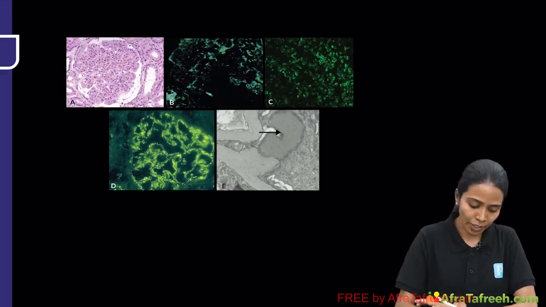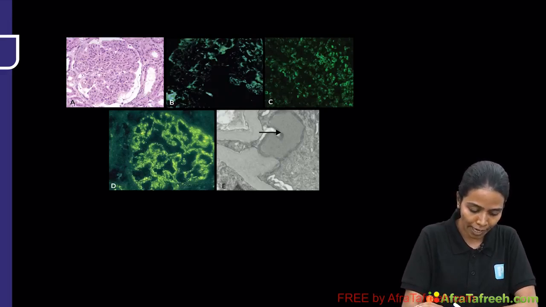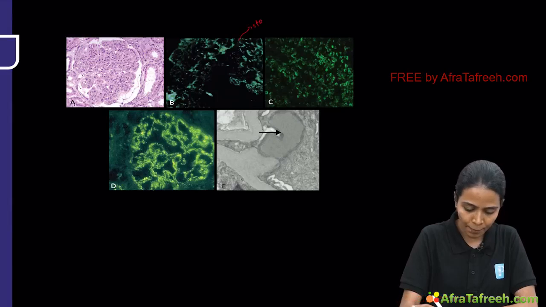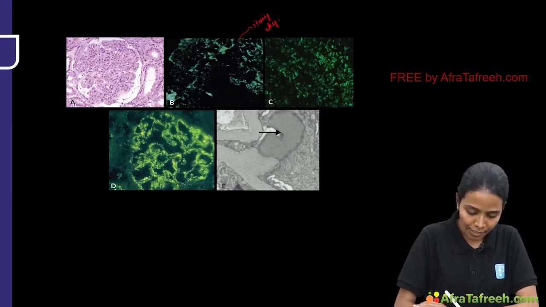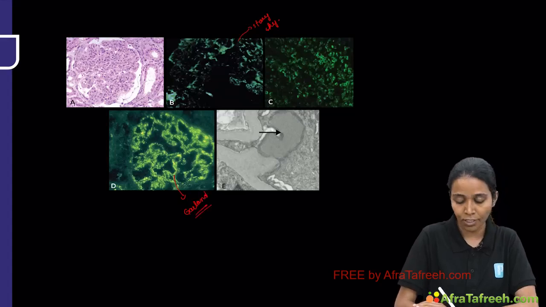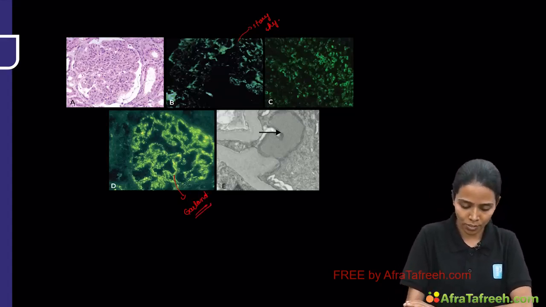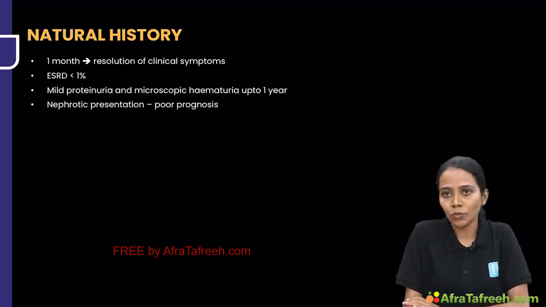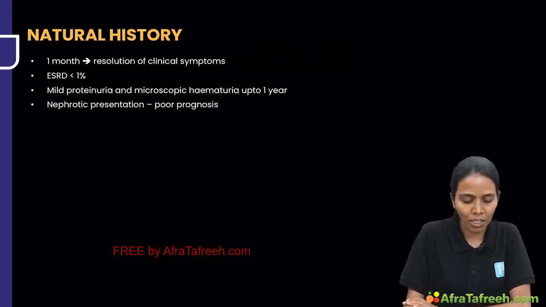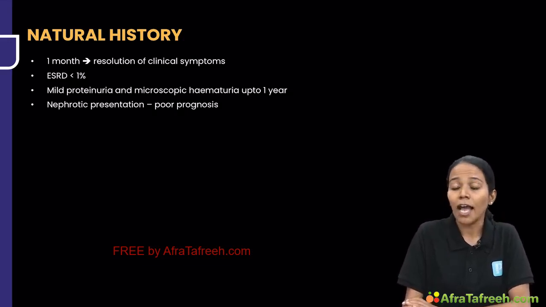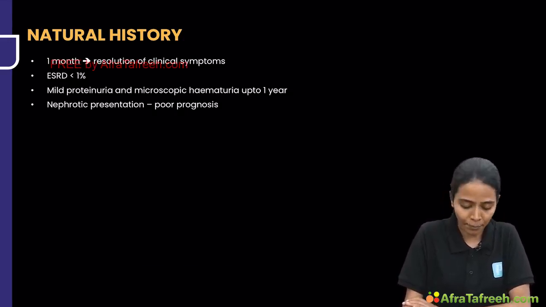Now this picture is the light microscopy showing proliferation. There's endothelial proliferation and mesangial proliferation. This is the starry sky pattern that is seen in the mesangium and in the capillary wall. And this you can see is the garland pattern. These are the subepithelial humps that are deposited in the subepithelial space leading to garland pattern of immunofluorescence. Now what happens to these patients? In 1 month, they generally undergo resolution of clinical symptoms and ESRD is seen in less than 1% of patients.